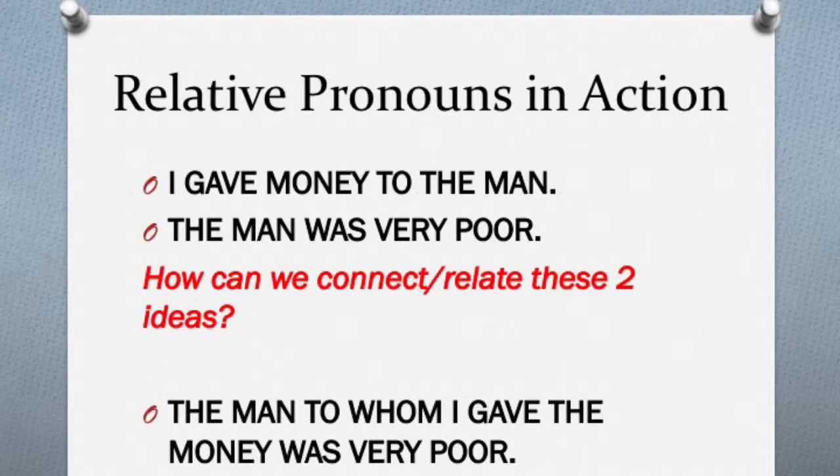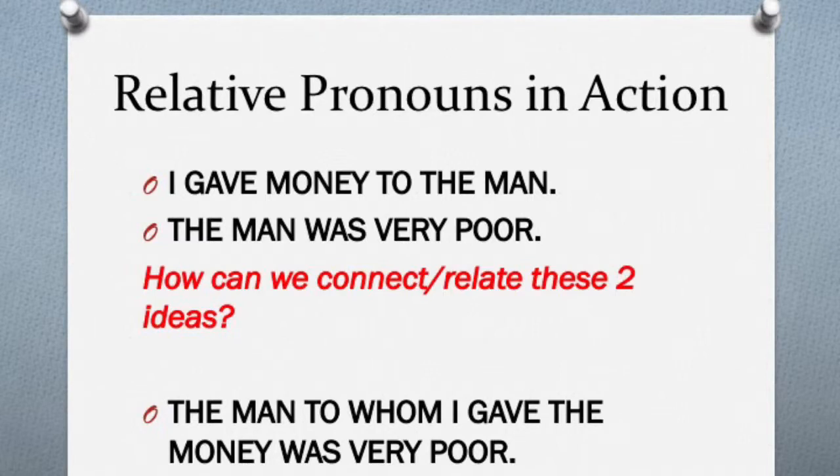This doesn't have to be the only way to connect these ideas. I could say, I gave money to the man who was very poor. That will also be an acceptable combination. The difference is that I'm focusing on the fact that I gave money to a man and not on the man himself. So that's a little stylistic thing to think about when you are using relative pronouns and clauses.